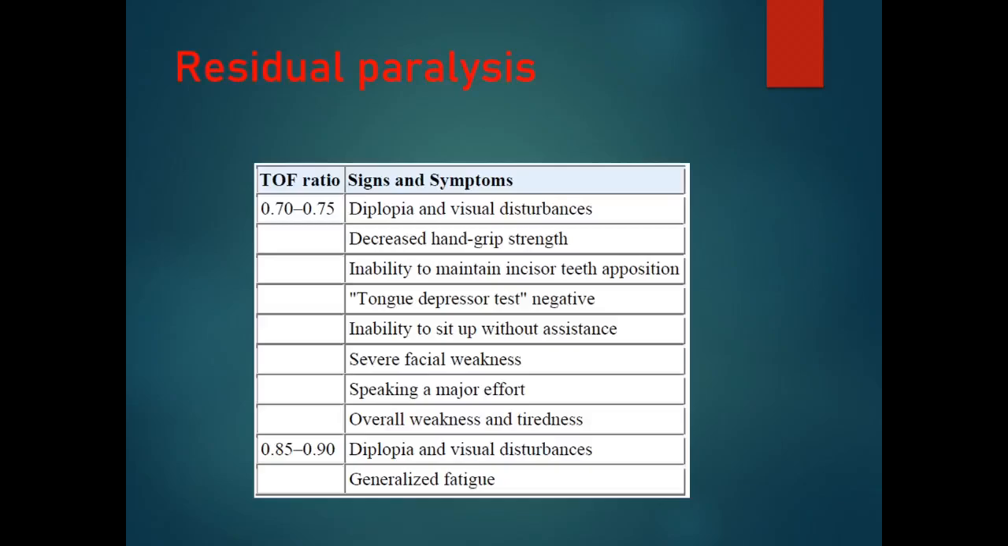There is an inability to sit up without assistance, severe facial weakness, and speaking takes major effort. That is, the patient has to make extra efforts to speak, and there is an overall weakness and tiredness. If you have given certain reversal agents and the train of four ratio has improved to between 0.5 and 0.9, then all other symptoms disappear, but there can still be diplopia, visual disturbances and generalized fatigue.